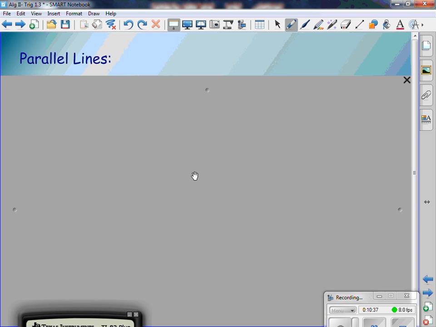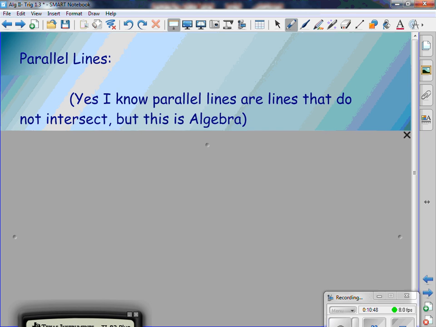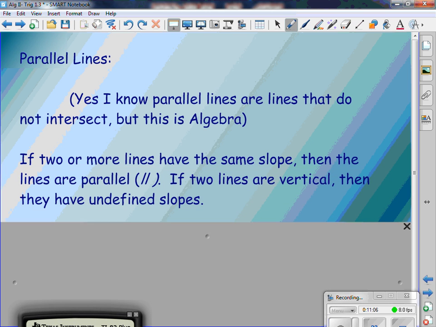Parallel lines. Parallel lines happen in algebra. What are parallel lines? Yes, I know that parallel lines are two lines that do not intersect. But this is algebra. In algebra, what does it mean to be parallel? Algebraically. If two or more lines have the same slope, then the lines are parallel. You should know the double slash means parallel from geometry.